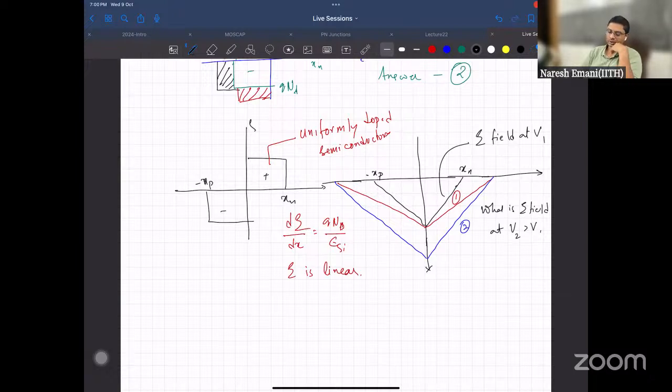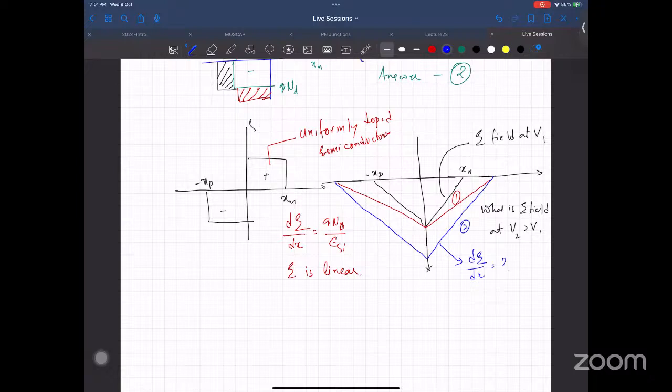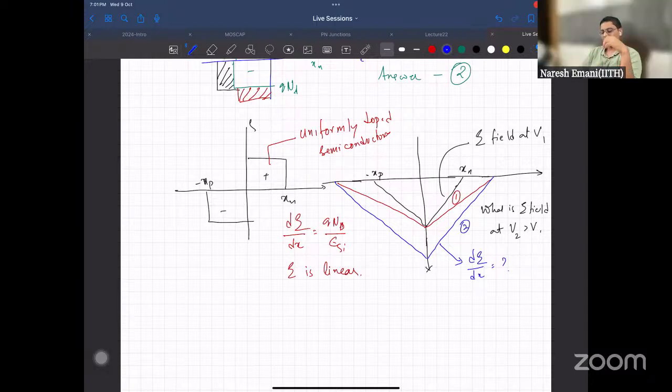The answer to that question is, what determines the slope of this field? dE by dx is equal to how much? So what is the electric field slope dependent on? It depends on Q times ND.